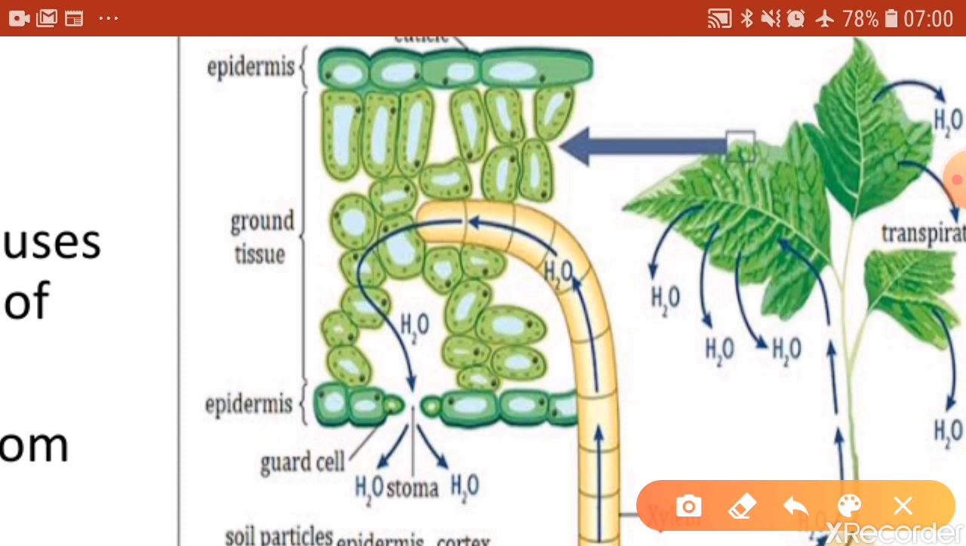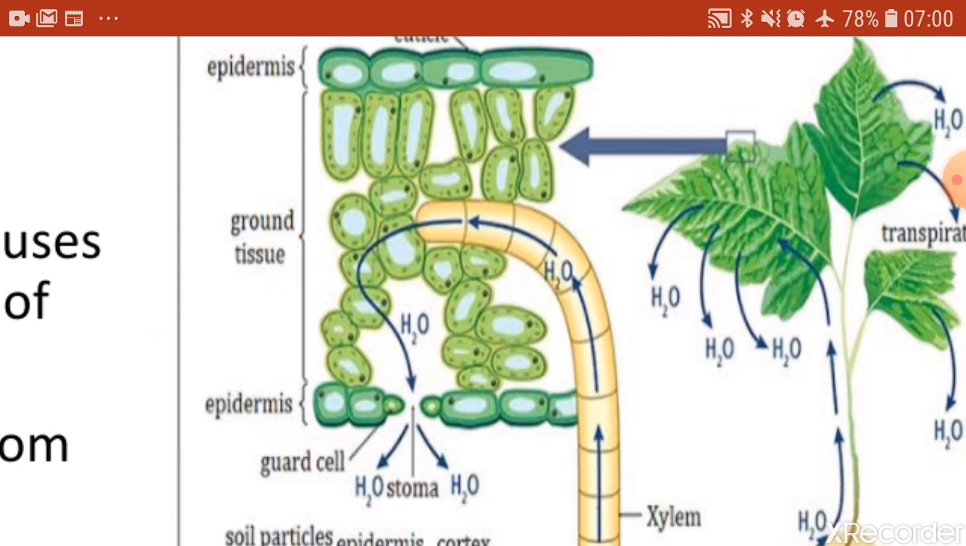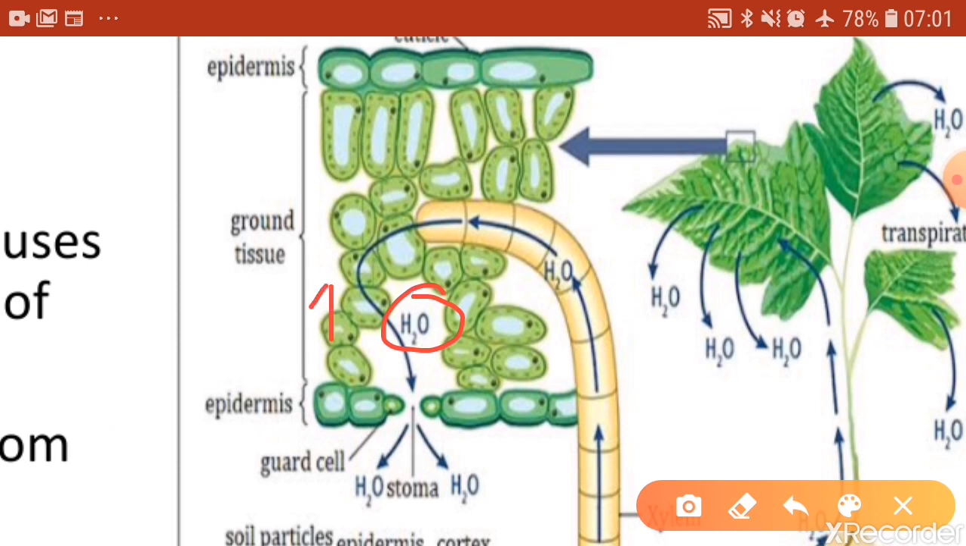Now, water is lost from the aerial parts by transpiration, and transpiration occurs by diffusion. Okay, and what is diffusion? The movement of water molecules from the region of their higher to the region of their lower concentration. The concentration of water in the leaves is quite high when compared to the water present in the air. As a result, water is lost through the stomata by transpiration.